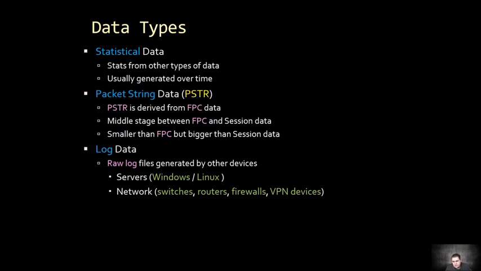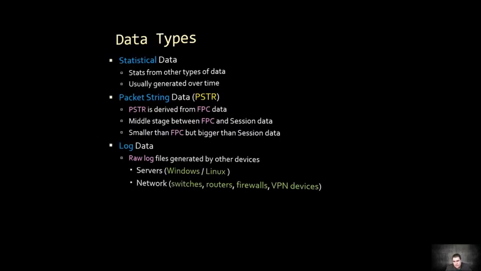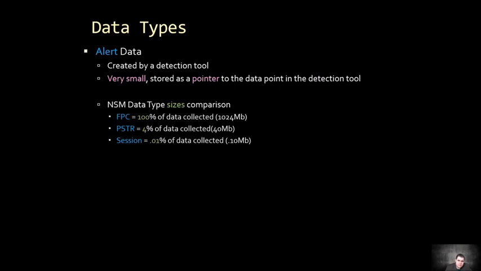Data log is another type of data that you can get from the network, and it's usually the raw log files from your systems, from your servers, from your machines, as well as the switches, routers, firewalls, and VPN devices. All of them have some log data in /var/log. They have it there, so we can use all of that data to make a better decision. Another type of data is the alert data, usually created by some detection tool, including some feature. It's usually very small, just a pointer to a time of some data.